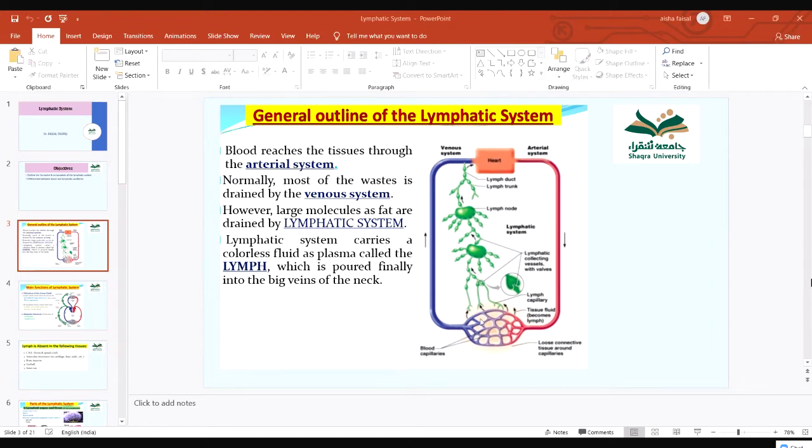So the main function of the lymphatic system is to drain out this extracellular fluid. If this fluid keeps on collecting, then this will lead to edema, and edema can cause further consequences. So our lymphatic system, which is distributed in almost all parts of your body, acts to bring this extracellular fluid back into your circulatory system. Is it clear?